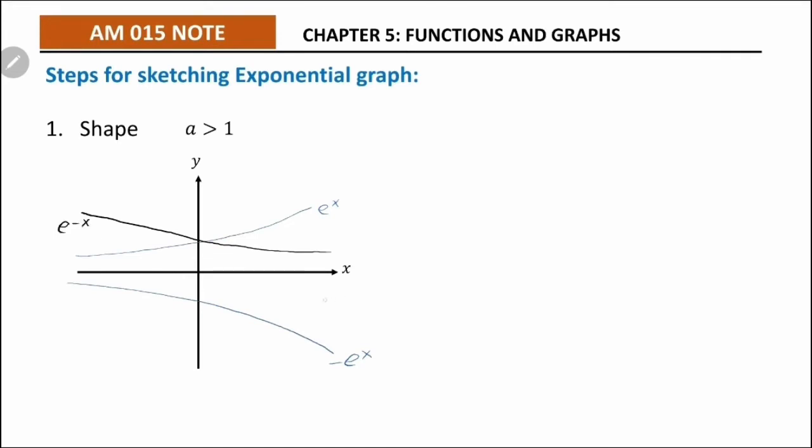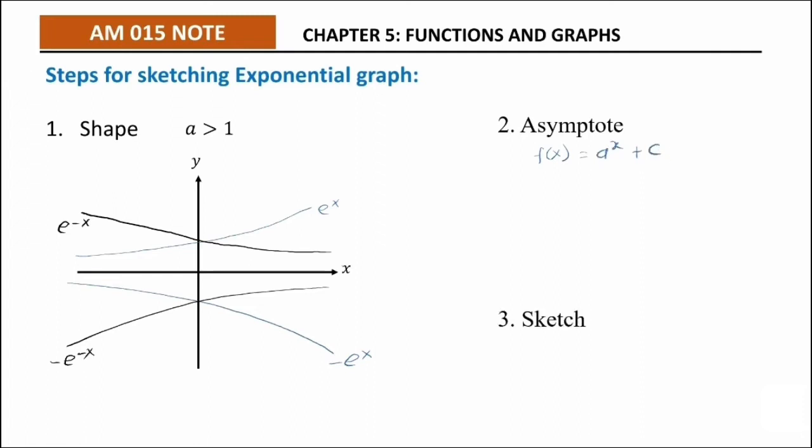And also the last one, negative e^x and negative e^(-x). In these two graphs, the graph is below the x-axis. Above the x-axis is positive e, and below the x-axis is negative e. Then the asymptote. The asymptote is the value of the constant. If the function is f(x) = a^x + c, then c here is the asymptote. And then sketch the graph. Lastly, find the intercept when x equals 0 or when y equals 0.